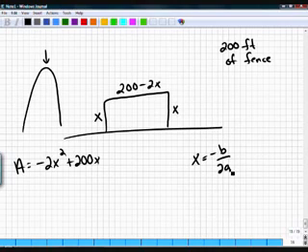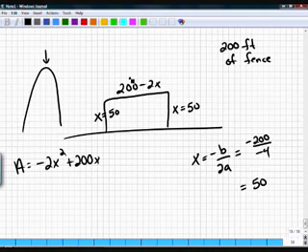That's the vertex. So the vertex is going to be negative b, which is negative 200, over negative 4, which is 50. So we're going to let x be 50. So that's going to be 50. This is going to be 50. And what's this side going to be? 100. That's going to maximize the area.